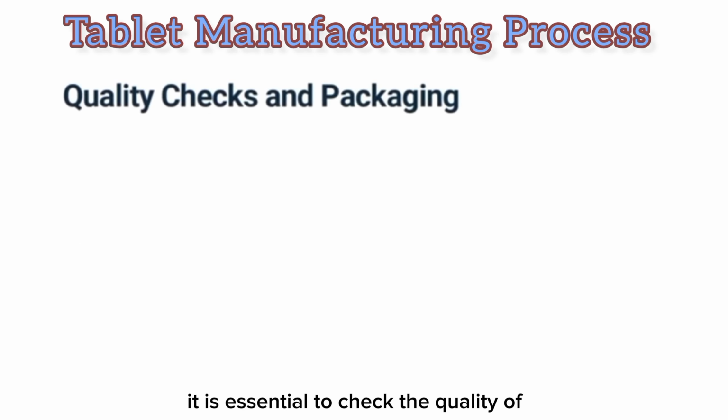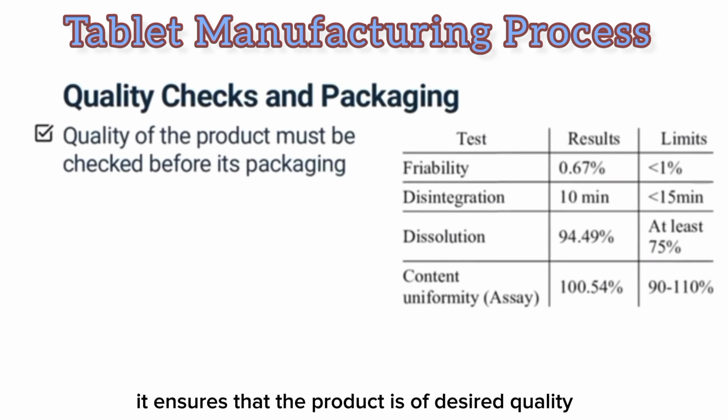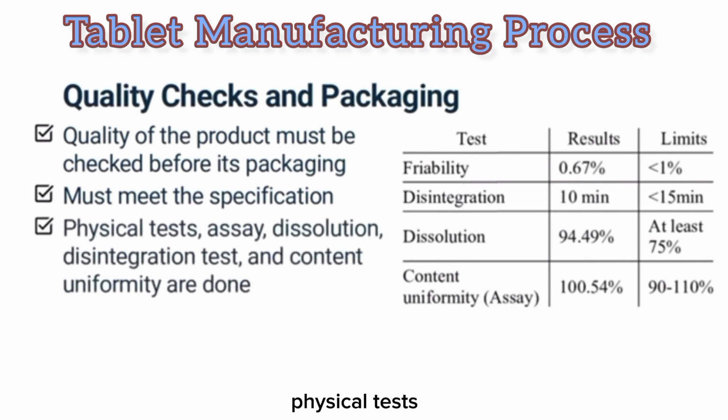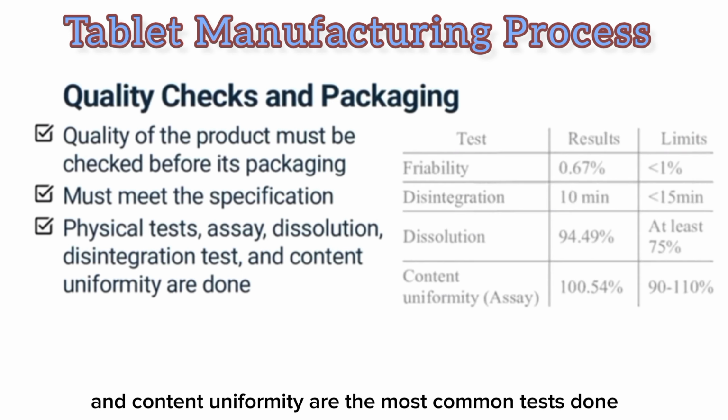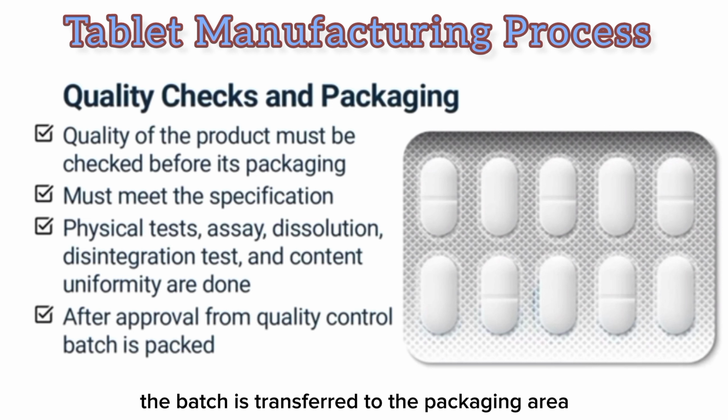It is essential to check the quality of the product before its packaging. It ensures that the product is of desired quality and meets the specification. Quality control analysts conduct a series of tests specified for the product. Physical tests, assay, dissolution, disintegration test, and content uniformity are the most common tests done for every batch of the product. After approval from quality control, the batch is transferred to the packaging area.